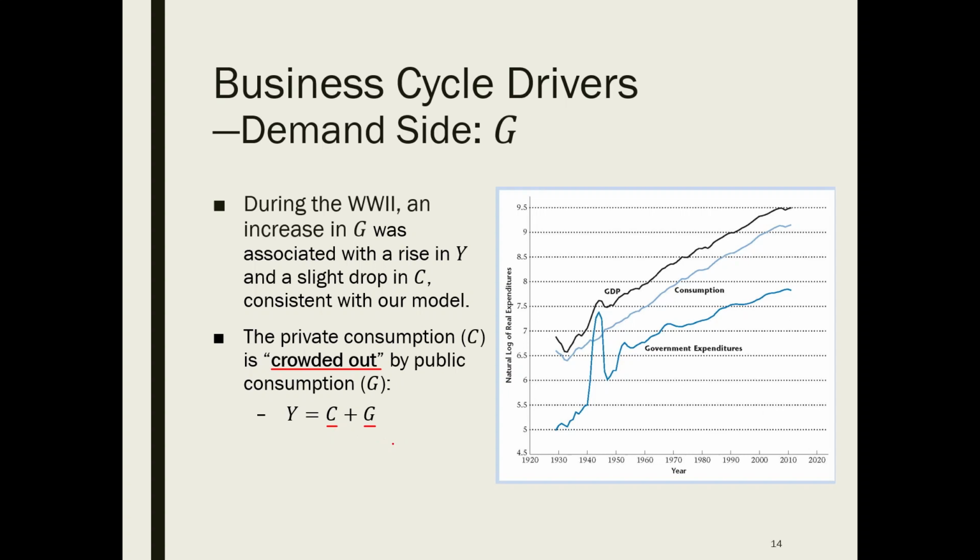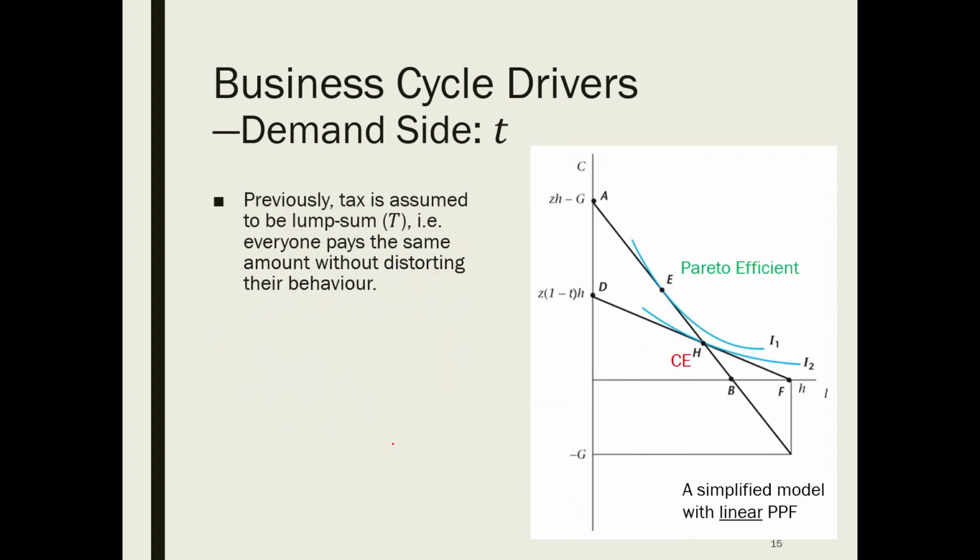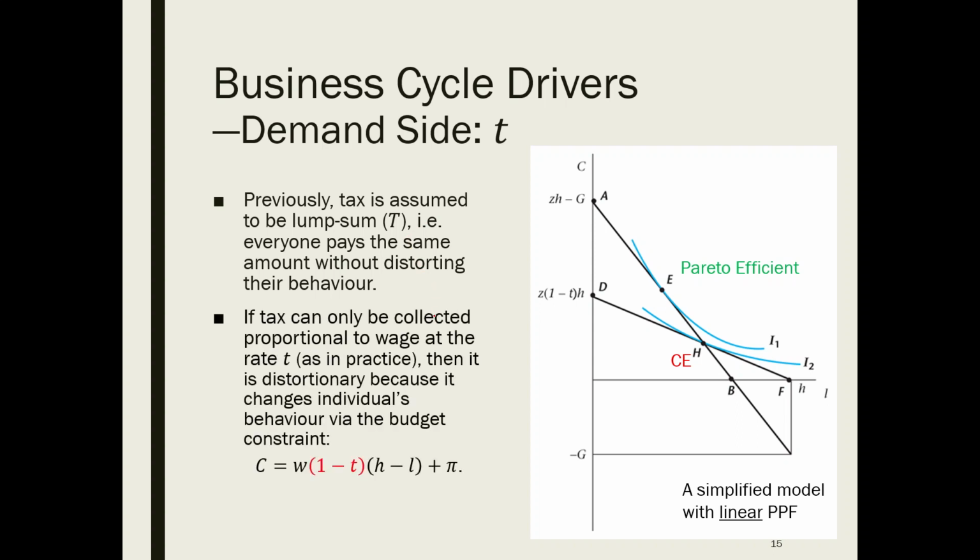In our simple static model, the tax was assumed to be lump sum, so everyone pays the same amount. So wages are not distorted. In practice, income taxes are usually collected proportional to wages, which effectively distorts the wage by a difference between the wage paid out by firms and the wage received by consumers. The new budget constraints can accommodate this change by adding a coefficient of 1 minus t for wage W.